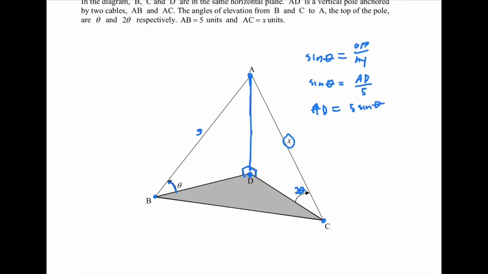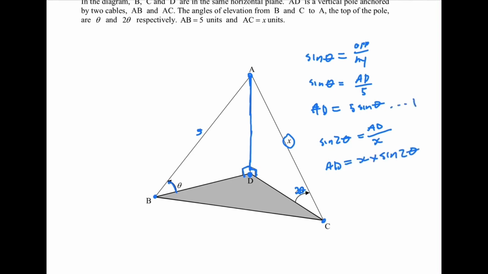So now let's find a way to use AD to find x. If we had the length of DC, then we would just use Pythagoras, because we have an angle of 90 here. But unfortunately we don't, so we're going to use trig ratios. We can say sine of 2 theta in triangle ADC will be equal to opposite divided by hypotenuse. What is the opposite here? The opposite is AD, divided by the hypotenuse, which is x. Again, if we cross multiply, we get AD is equal to x multiplied by sine 2 theta.